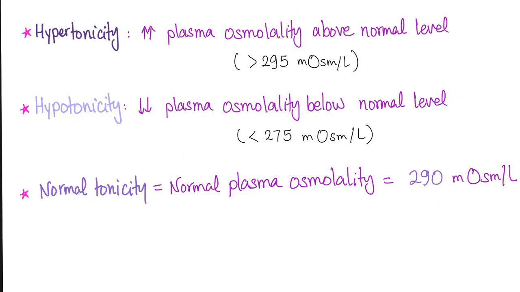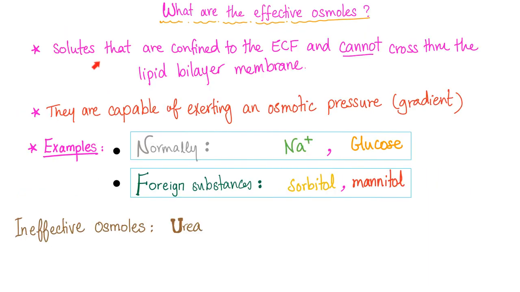What's the normal plasma tonicity? Same as the plasma osmolality, 290. Okay, greater than 295, we call it hypertonic. Less than 275, we call it hypotonic. Some people say 295, 300. Who cares? What are those effective osmols? Solutes that are confined to the ECF and cannot cross through the lipid bilayer membrane. They are capable of exerting an osmotic pressure and forming an osmotic gradient.